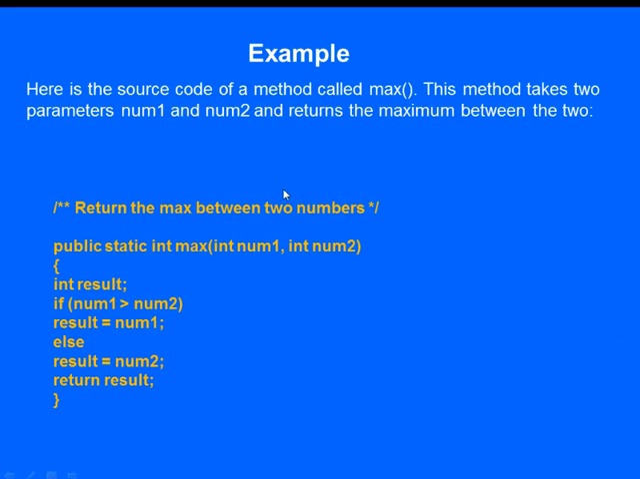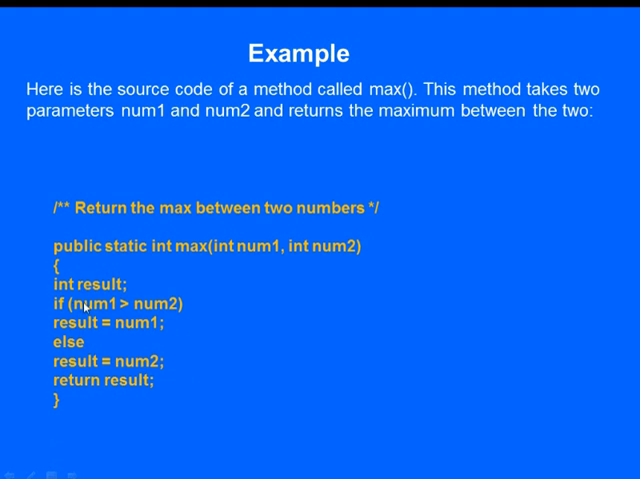Okay, so in this example, here is the source code of a method called max. This method takes two parameters, num1 and num2, and returns the maximum between the two. So public static, and then we have the int return type. Max is the name of the method. Two arguments are passed, num1 and num2. The data type of the two parameters is mentioned, and the body of the method is enclosed within these braces.